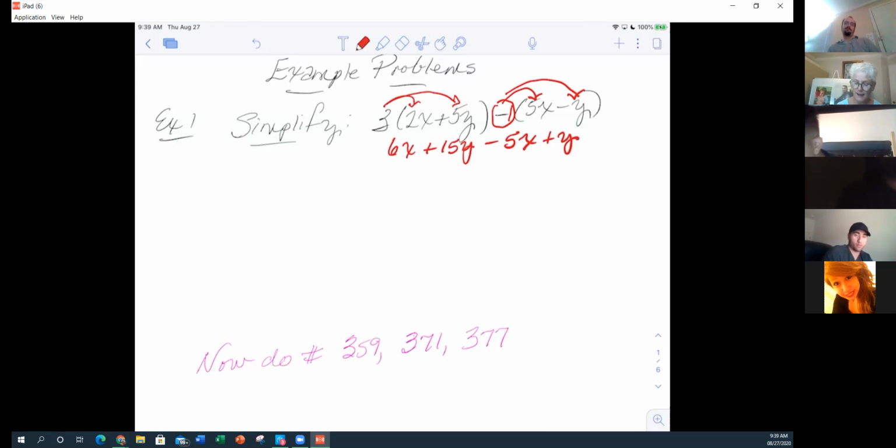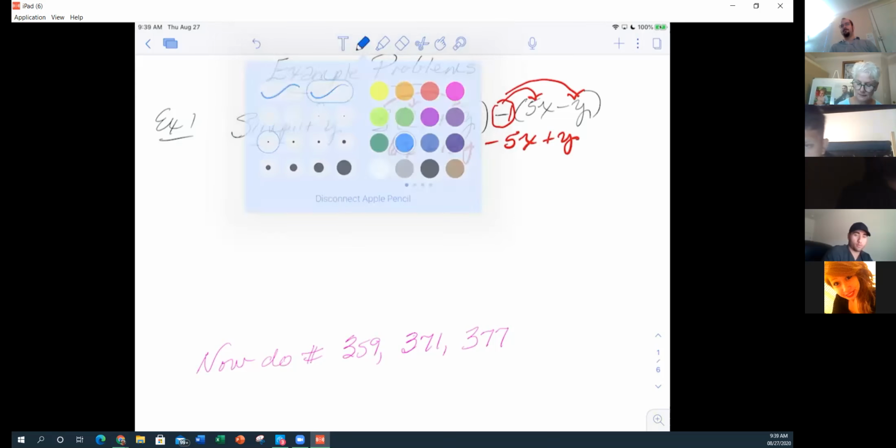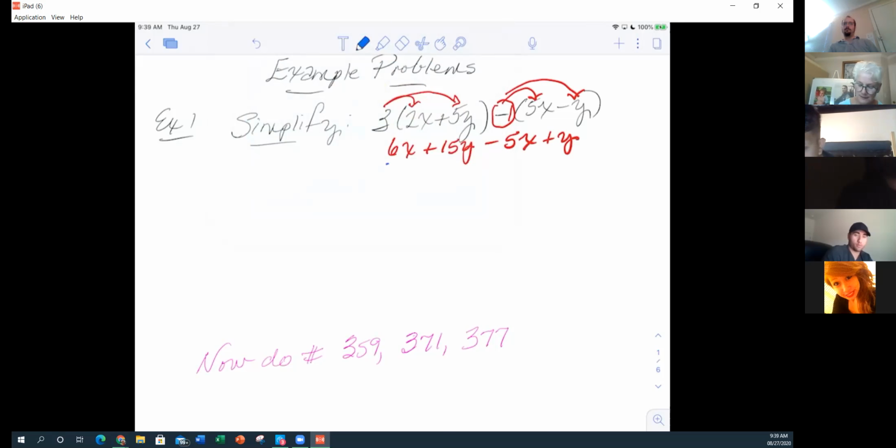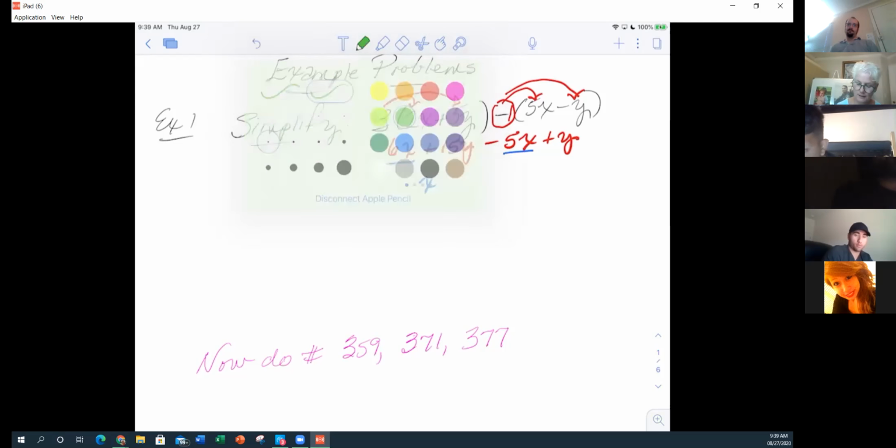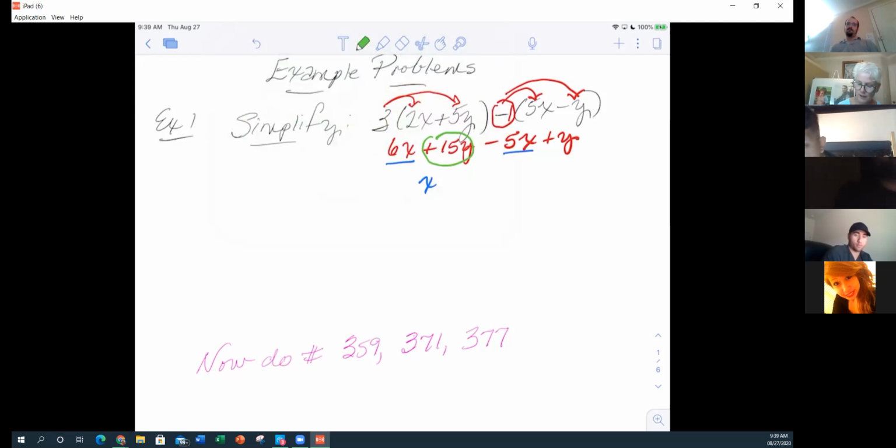And then we come back and we're going to combine like terms. So we have a 6x and a -5x. That's like 6 apples, and you take away 5 apples, and that's going to give you 1x. And you don't have to put the 1 there if you don't want to. And then we have the +15y and +1y, and 15y plus 1y would give us 16y, right? And then you're just through once you've done that.